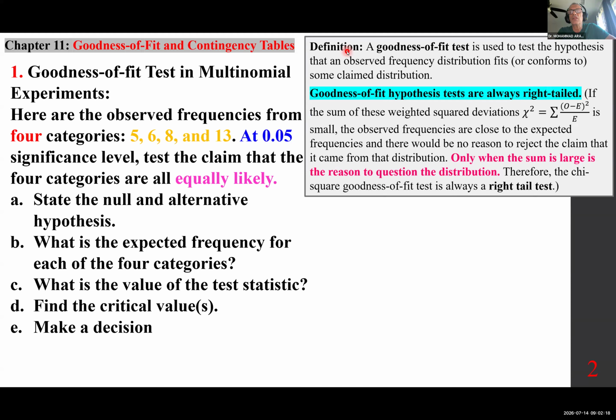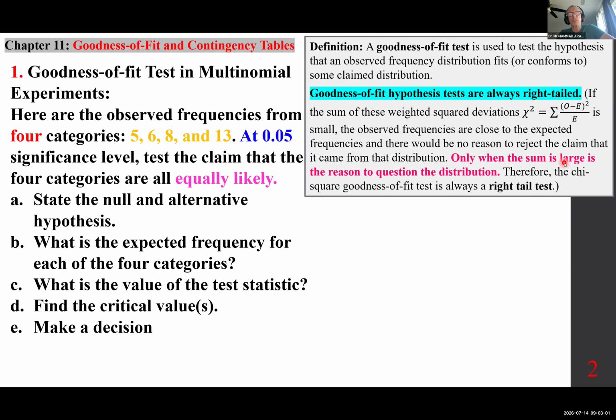definition. A goodness of fit test is used to test the hypothesis that an observed frequency distribution fits or conforms to some claim distribution. Goodness of fit hypothesis tests are always right-tail tests. If the sum of this weighted square deviation, chi-squared is summation of O minus E quantity squared over E, O stands for the observed value, E stands for the expected value, is small, the observed frequencies are close to the expected frequencies, and there would be no reason to reject the claim that it came from that distribution.